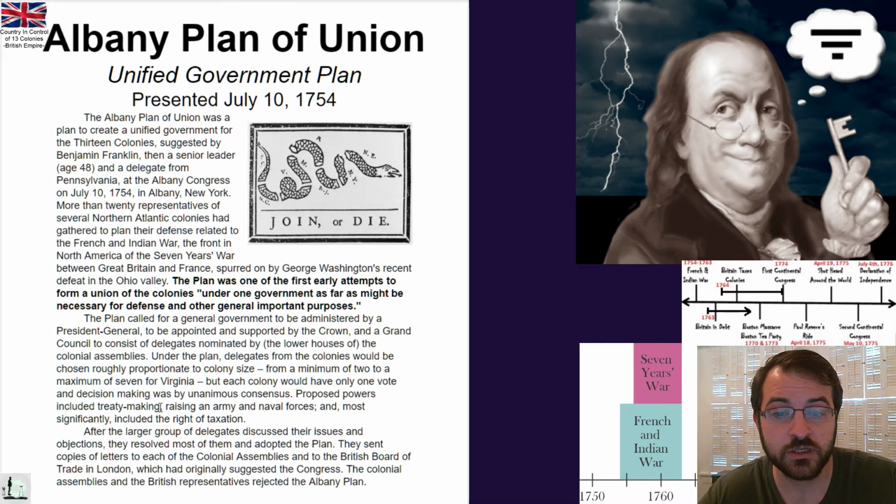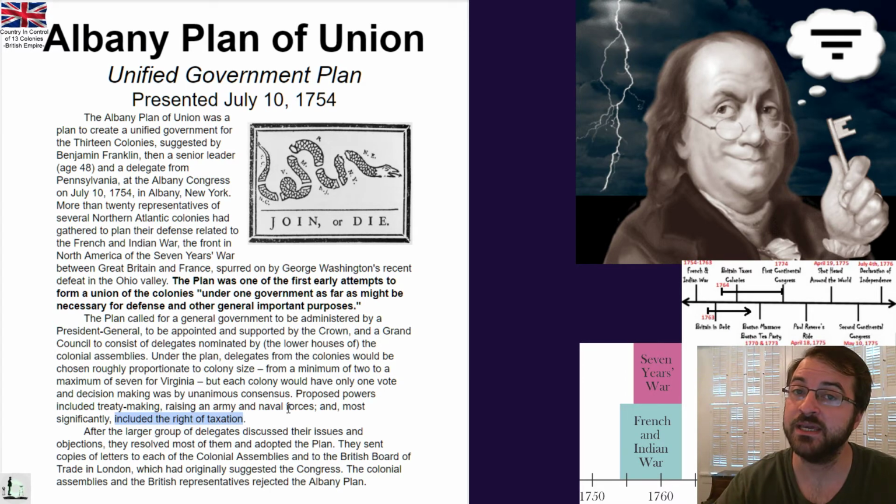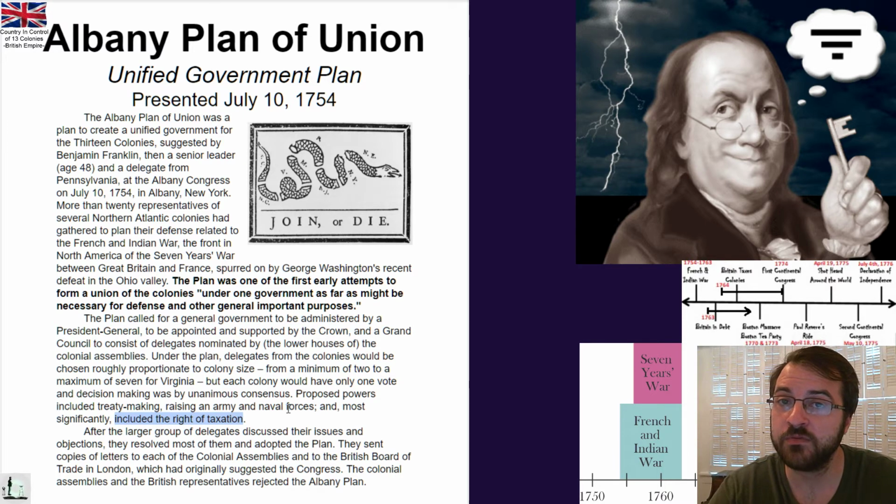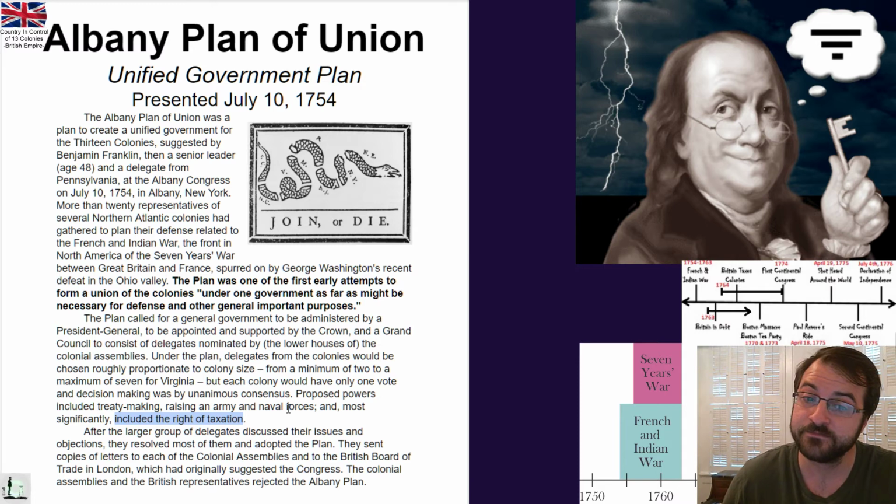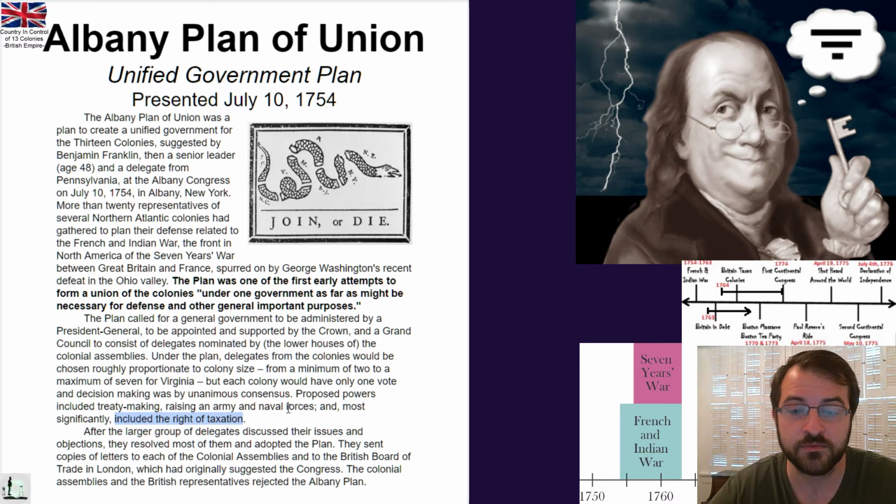Proposed powers included treaty making, raising an army and naval forces, and most significantly, the right of taxation. One of the biggest complaints of the colonists against the king is that Parliament, the lawmaking body in England, is taxing the people in the colonies. But the colonies don't have any representation in England. They don't have a vote. Why do you get to tell us how much money to pay you if we don't even get to have a vote? The right of taxation is a big deal.